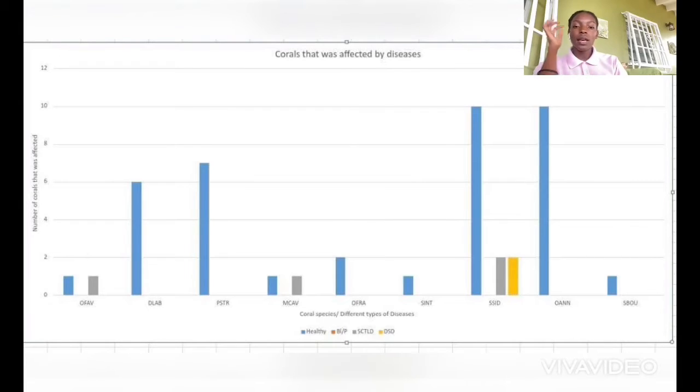The SSID, or the starlet coral, was the only coral to be affected by the dark spots disease and was most affected by the Skittles disease as well. Shown here.